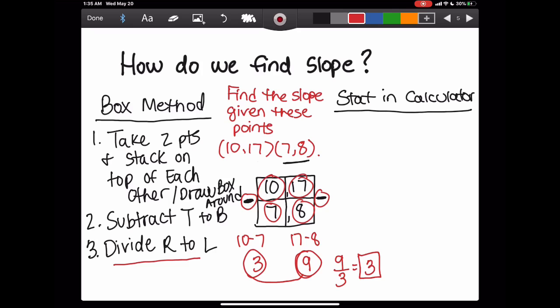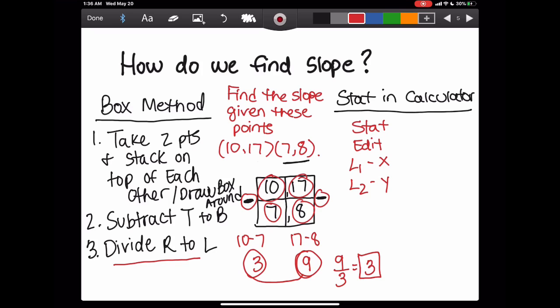Now, you have another way that you can solve these. If you have the calculator, you can go to Stat. You want to hit Enter for Edit. And then in L1, you're going to put your X values. In L2, you're going to put your Y values.